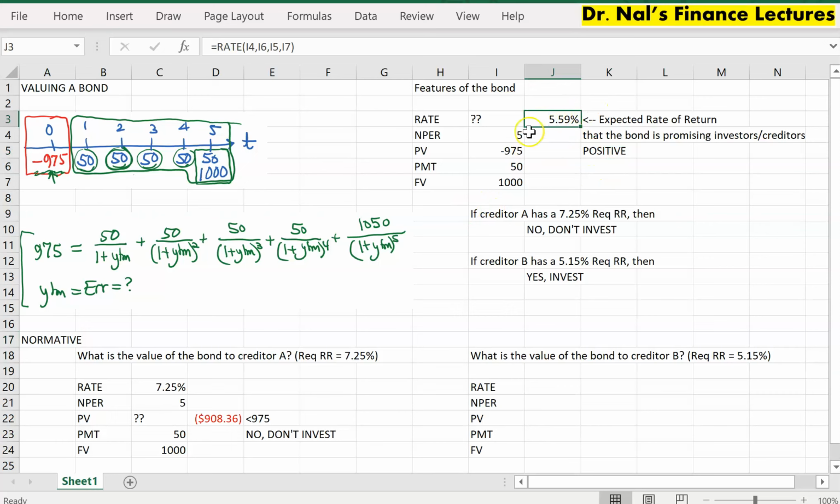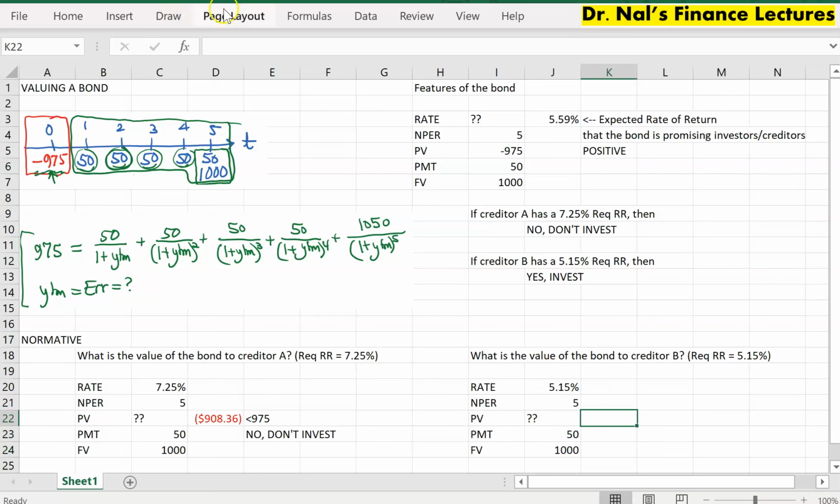From the positive point of view, you pay $975 today, you receive those future cash flows, and you're expected to earn a 5.59% rate of return on your investment. Versus in the normative case, given my current required rate of return, what is the value of the bond to you, to creditor A in this case? We can answer the same question for creditor B as well. So I can just plug in the values for creditor B. The required rate of return of creditor B is this much. 5-year bond. The present value is what we need to answer for creditor B. $50 payments and $1,000 face value.